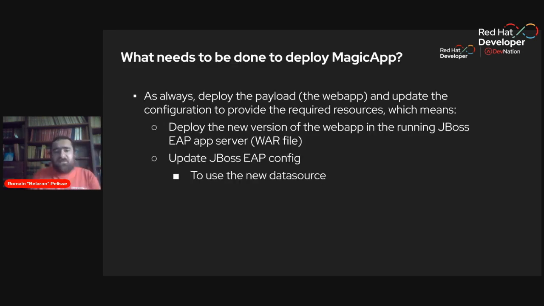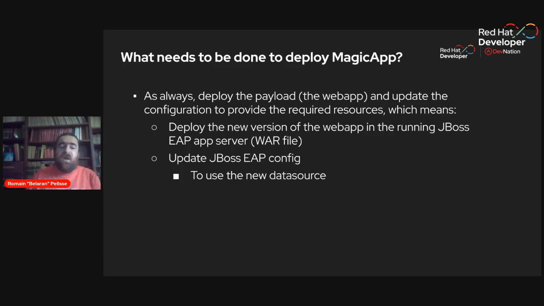So what needs to be done to deploy this new version of MagicApp? As always, you have to push the WAR file to the server, and you need to have the EAP container run again, start deploying the application and running it. Fine. You also need to tweak the EAP configuration because now we have these new data sources, which is a configuration thing that needs to happen in EAP.